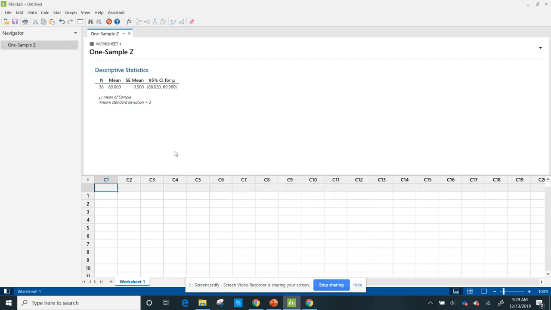And look, I'm given information. I'm going to make my screen bigger, hopefully, so you can see it. So what does this mean? Again, I ran a one sample Z. I have a sample size of 36. I have a sample mean of 69. Don't worry about the standard error of the mean. But here is my confidence interval. The lower bound, which means the lowest number, is 68.020, and the upper bound is 69.980. So that's great. Minitab did everything by hand.